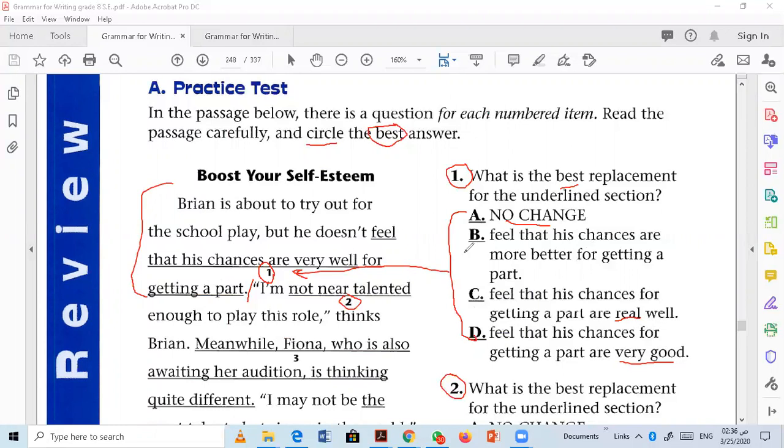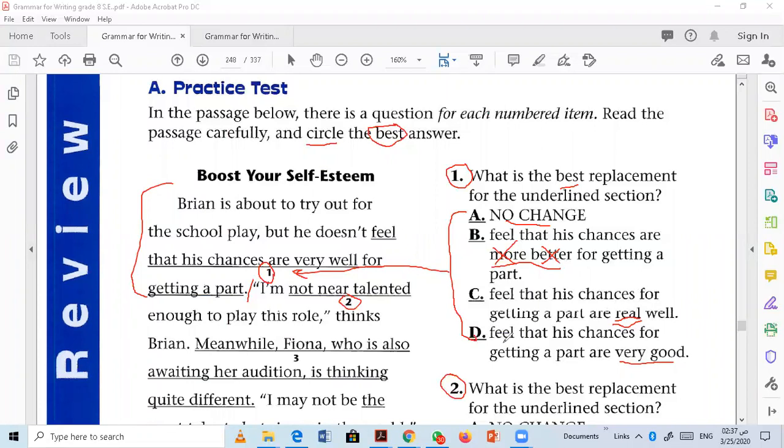Let's discuss them. Let's take B. Feel that his chances are more better. So here he used more better. Which one is correct? Can I say more better? Of course not, because this is a double comparison. More is a comparison, better is a comparison, so we can't use more better. C, feel that his chances for getting a part are real well. Of course, we can say really well, but we can't say real well.